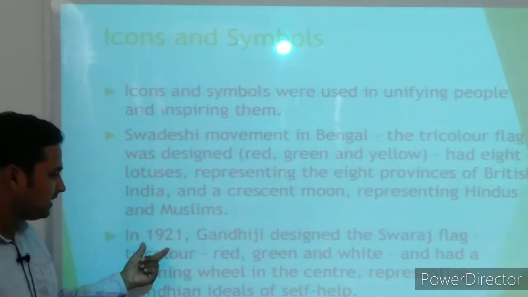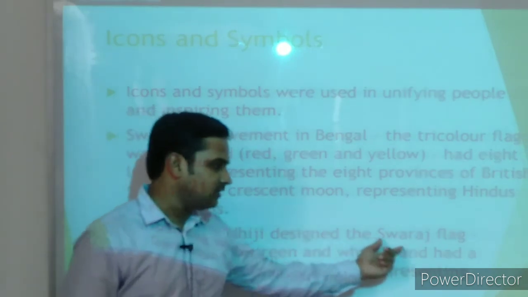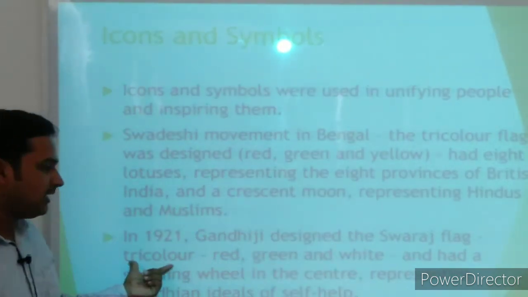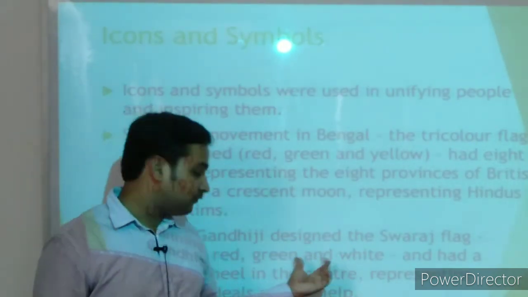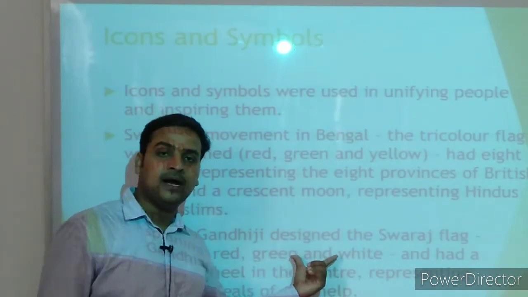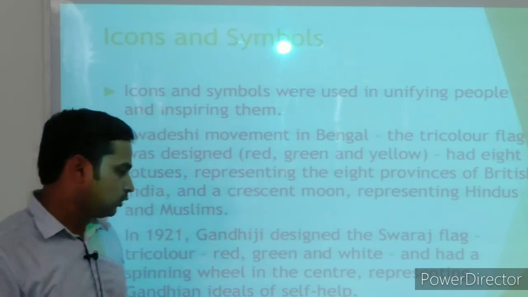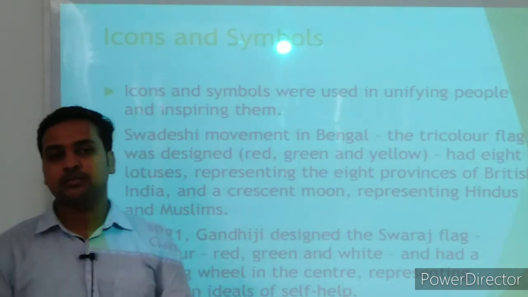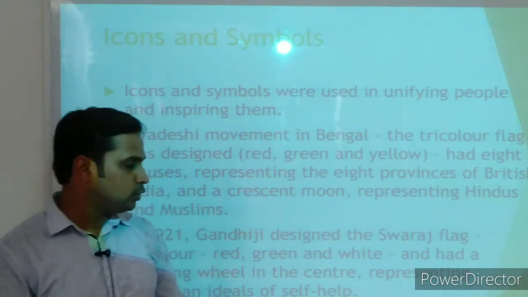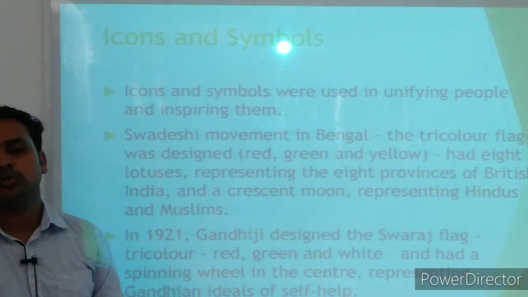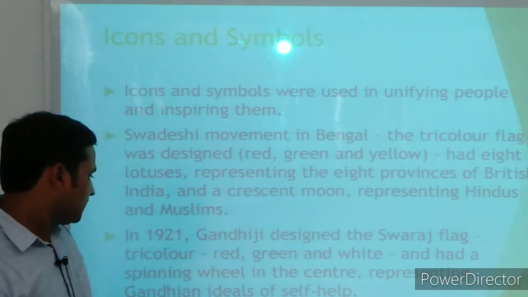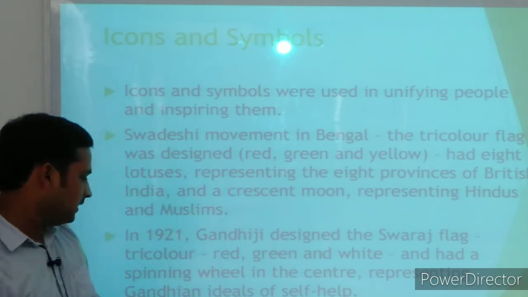In 1921, Gandhiji designed the Swaraj flag, a tricolor, red, green and white. From red, green and white, the concept came to saffron, green and white. So keep this in your mind that when the non-cooperation movement was going on, in the year 1921, Gandhiji designed a Swaraj flag which was red, green and white in color.